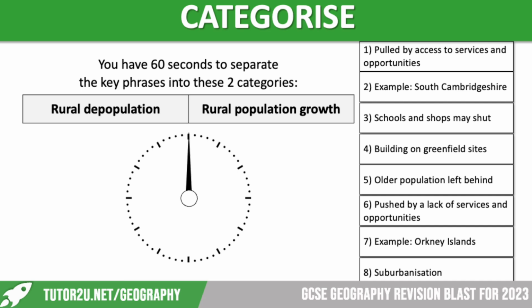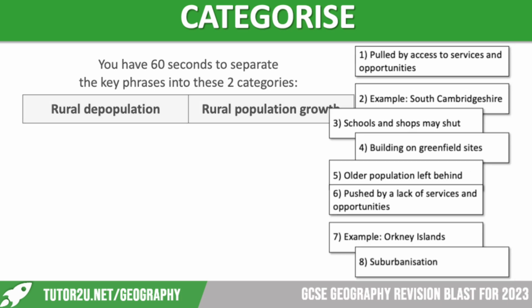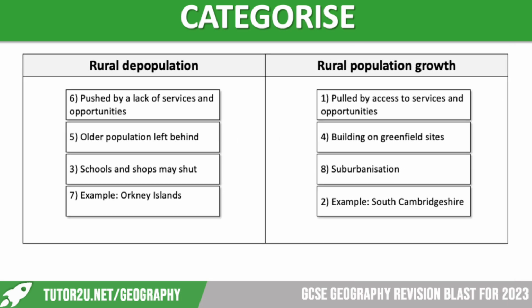Okay, let's see how we did. Right, let's see if you have got them in the correct column. So rural depopulation is pushed by a lack of services and opportunities. That's sort of people being pushed out, older population being left behind, schools and shops may shut because obviously there is nobody to support them. And a good example of that would be the Orkney Islands just off the north coast of Scotland.